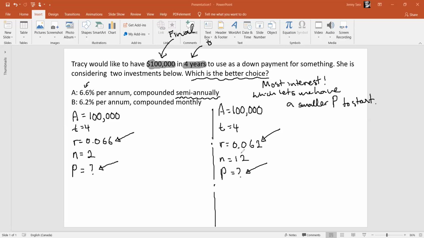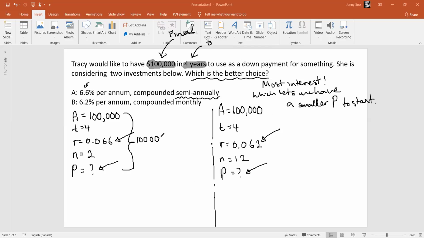I don't need as much money and I still finish with $100,000. So between these two, I'm looking for the answer that gives us the smaller principal value, right? Again, context is king. Just because the number is big doesn't mean that it's a good thing. So let's put all of this together.